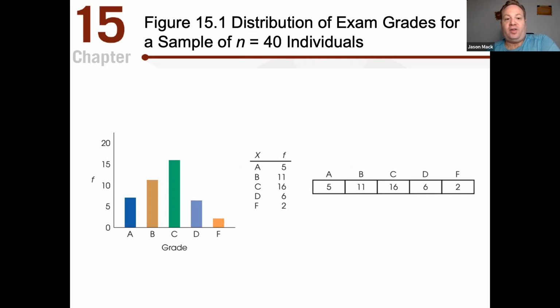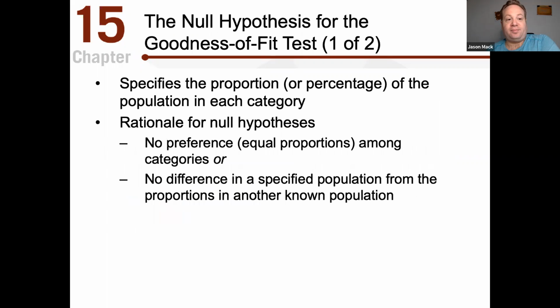Figure 15.1, this is a distribution of exam grades for a sample of n equals 40 individuals. The same frequency distribution is shown as a bar graph, as a table, and with the frequencies written in a series of boxes. The null hypothesis for the goodness of fit test specifies the proportion or percentage of the population in each category. This is the rationale for null hypotheses.